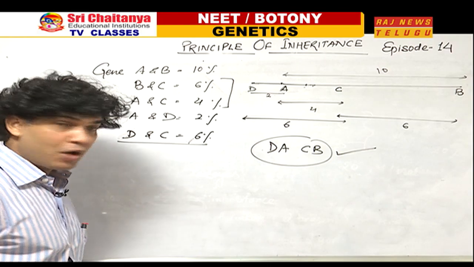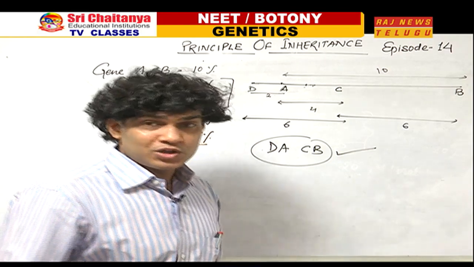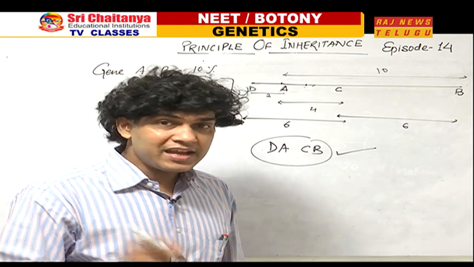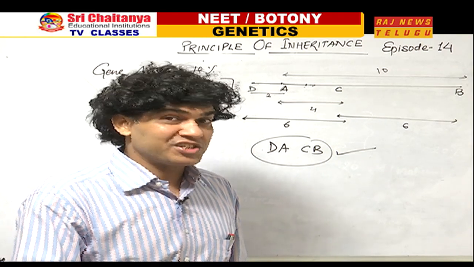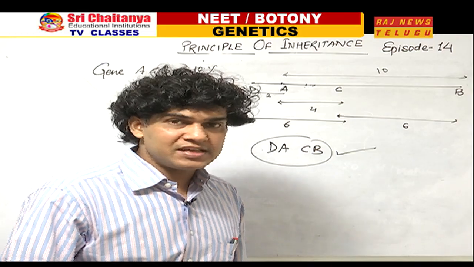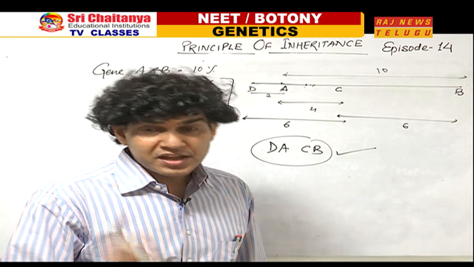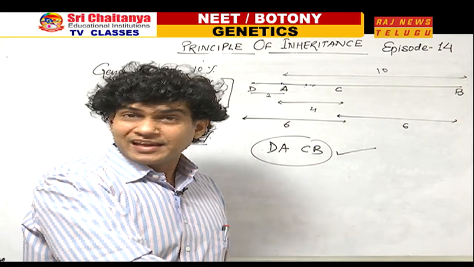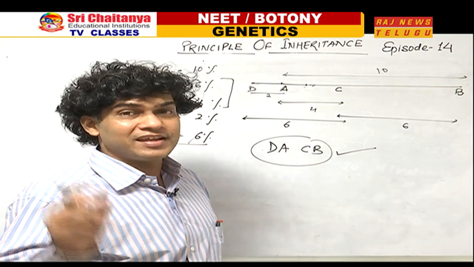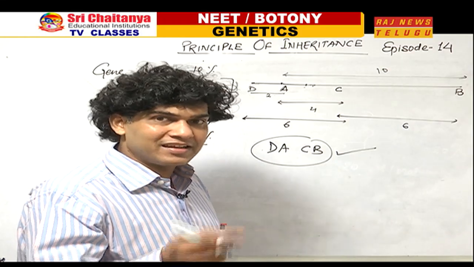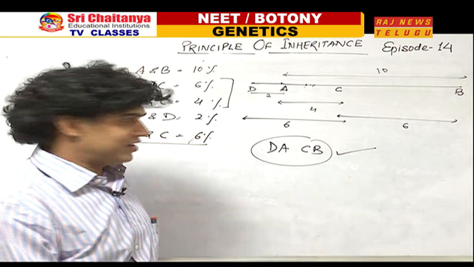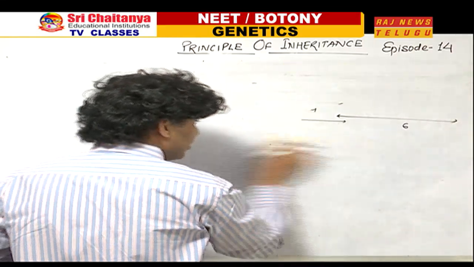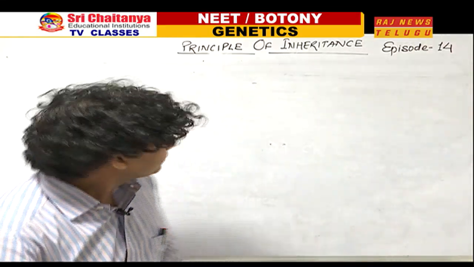It cannot be A, D, C, B, because if the sequence is A, D, C, B, then in between the gene D and C, the distance cannot be 6. The distance in between the C and D is 6. It means D is present prior to the A, not after the A. So the answer becomes certain. It is not uncertain as it was in the earlier question. So on the basis of recombination frequencies, we can solve such kinds of questions also.